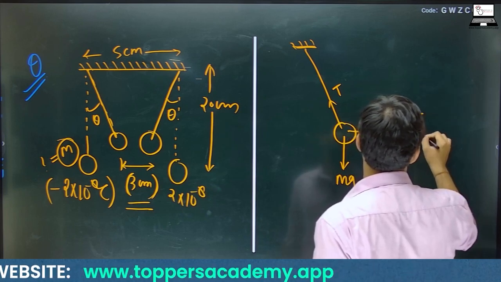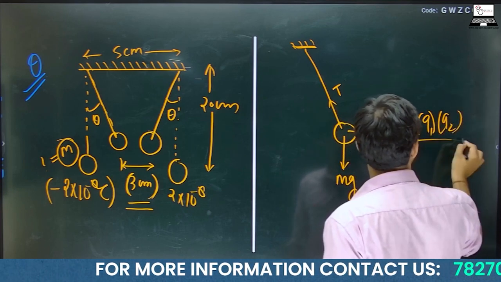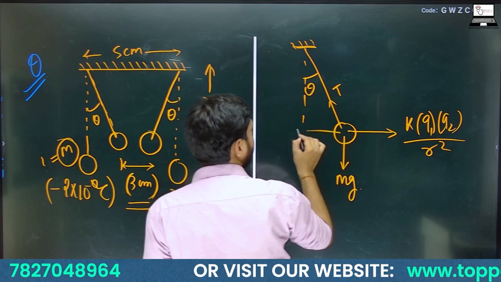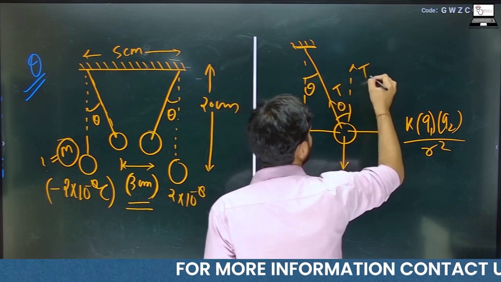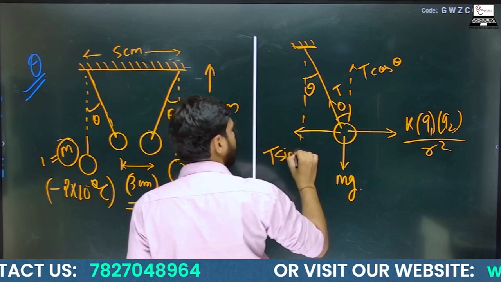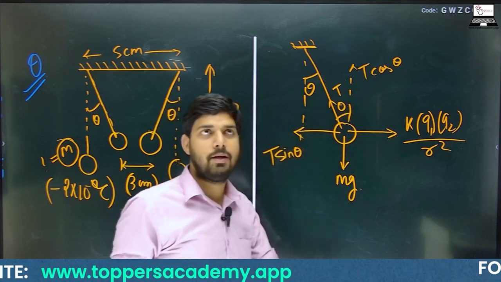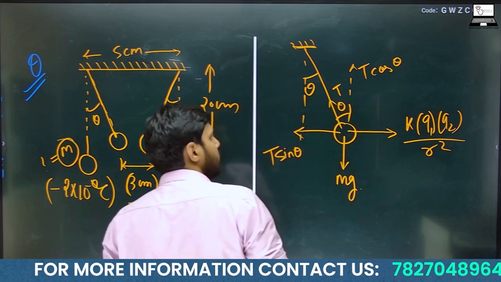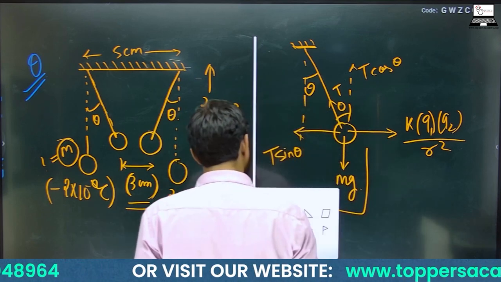What will be the force of attraction toward each other? It will be k q1 q2 upon r square. If this is T and the angle is theta, what will be this component? T cos theta. And this one? T sin theta. Closer to theta is cos theta, far from theta is sin theta, isn't it? So we just need to do the force balance.